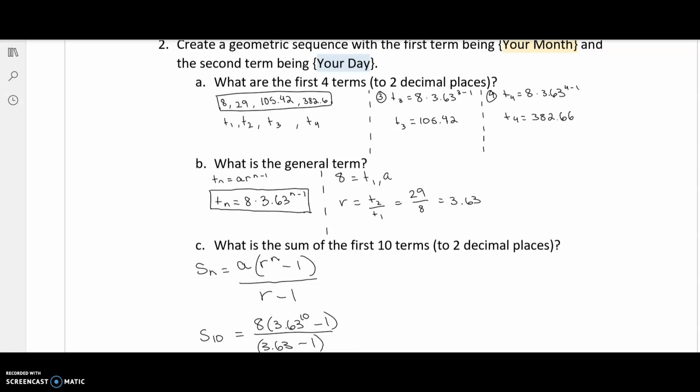So the general term is going to be T of n equals 8 times 3.63 to the power of n minus 1, and I figured this out by substituting in 8 for a, because it is my initial value, my t1 value, and I got r by doing t2 over t1, so 29 over 8, and I got 3.63.